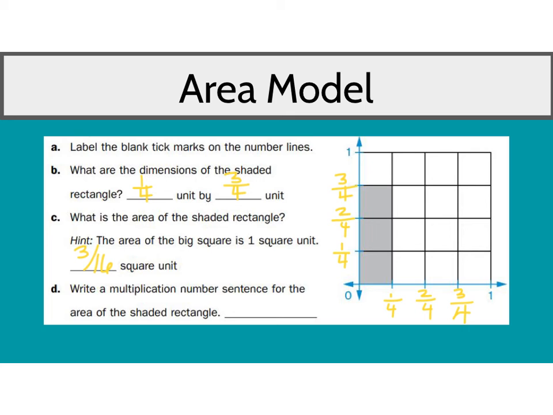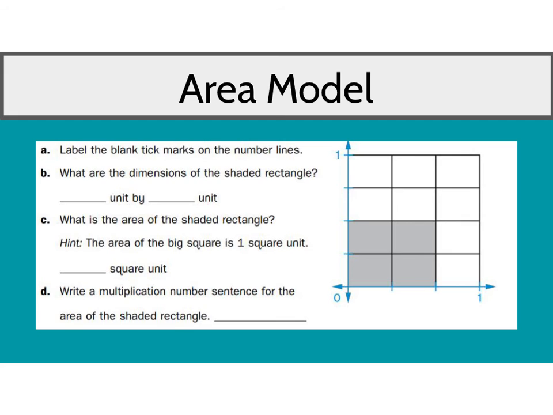Letter D asks us to write a multiplication number sentence for the area of the shaded rectangle. So we would write 1/4 times 3/4 equals 3/16. So we're going to go ahead and do one more example.